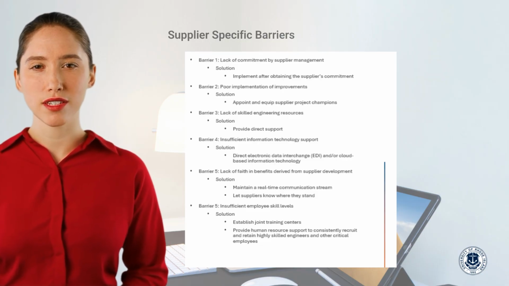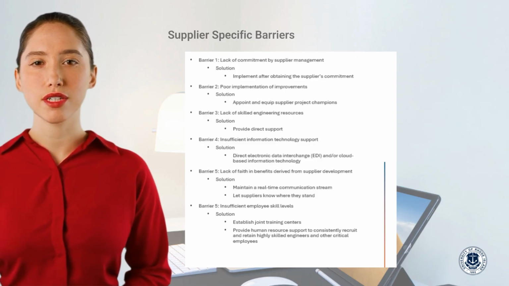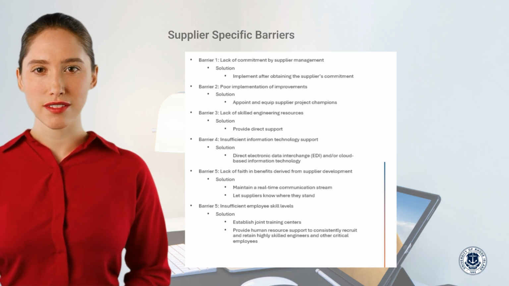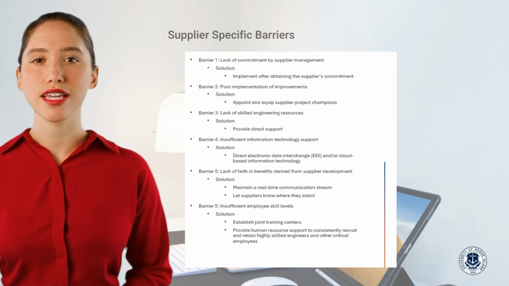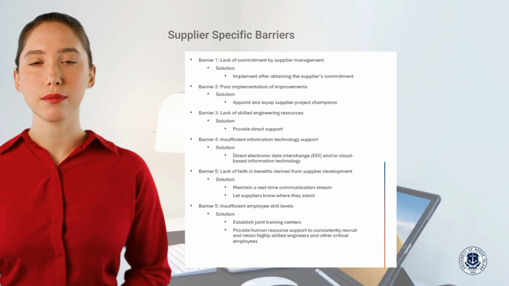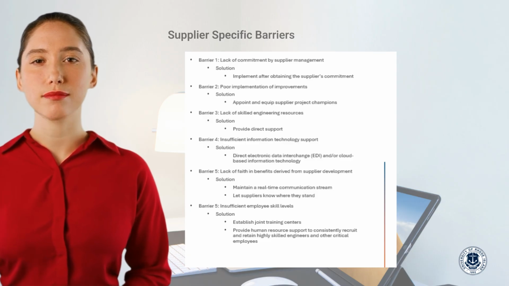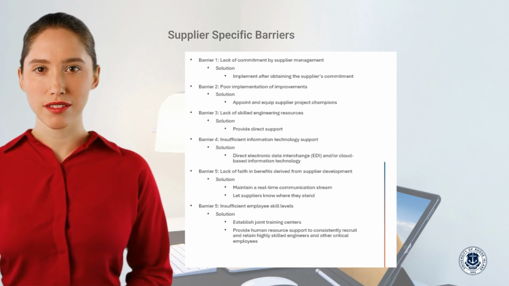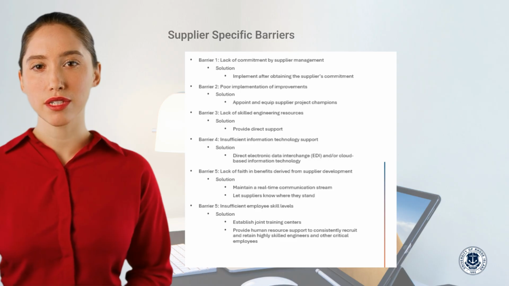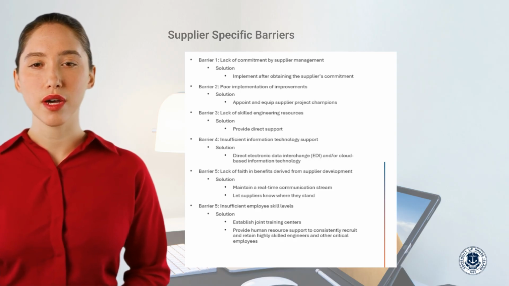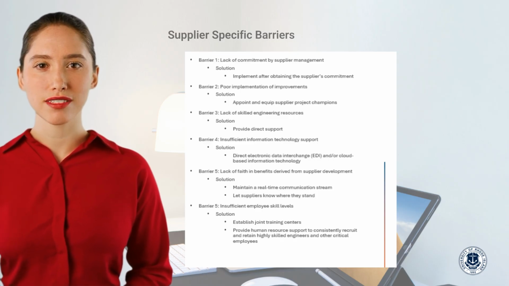The fourth barrier is weak information technology support. Without strong information systems, communication and coordination suffer. Buyers can help by establishing electronic data interchange, shared platforms, or cloud-based systems to improve data sharing. Another barrier is lack of belief in the benefits of supplier development. Suppliers may doubt whether the effort is worthwhile. Maintaining real-time communication and regularly showing performance results helps suppliers understand where they stand and why improvement matters.